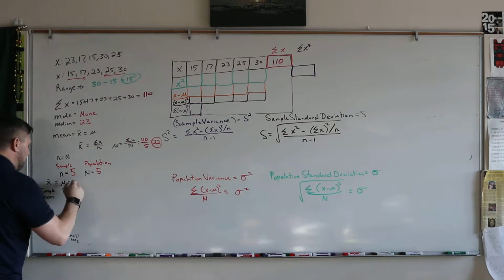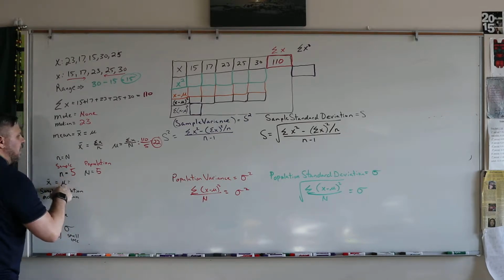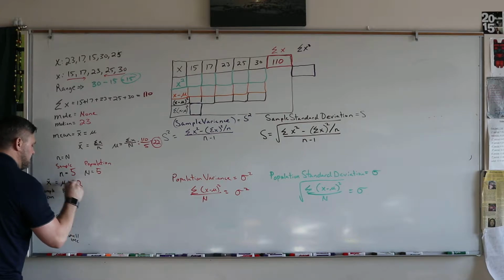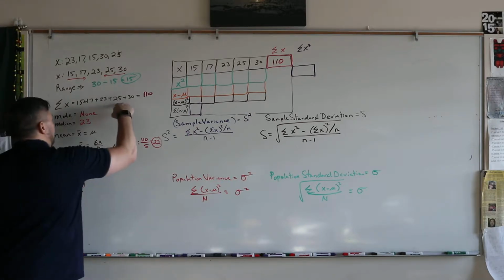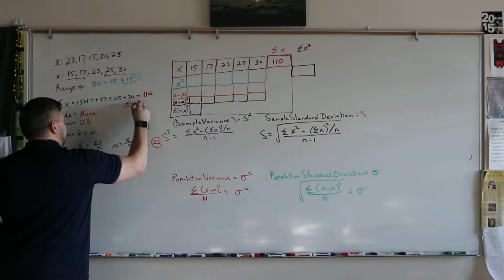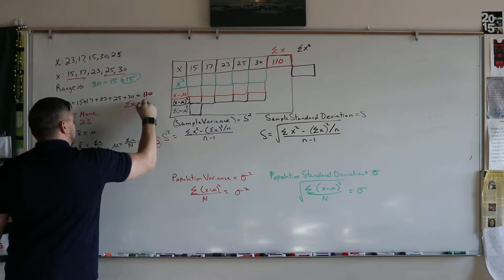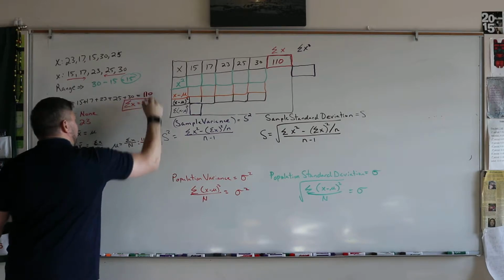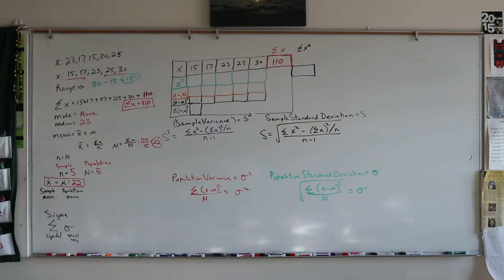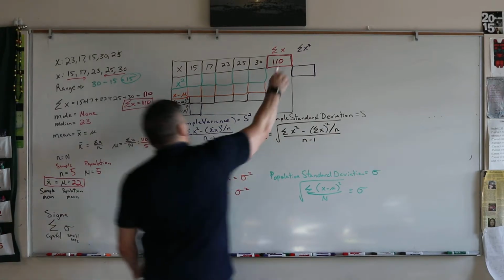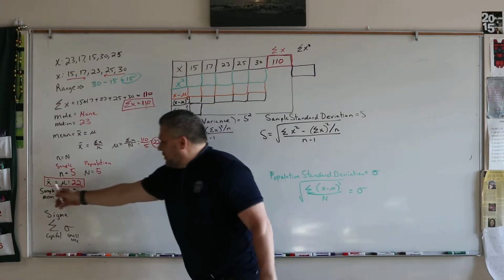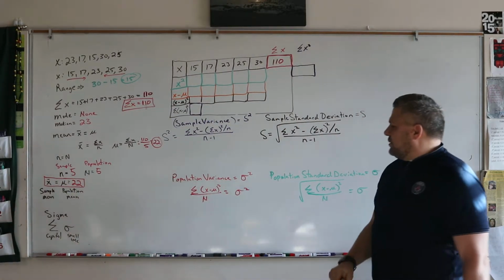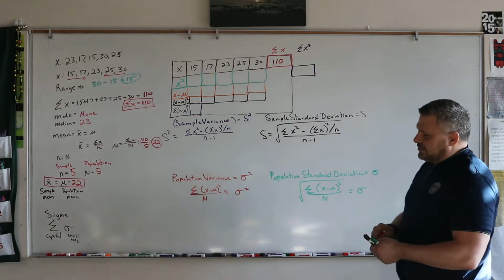So that means the mu and mean is 22.2, and that's really important, so we're going to put a square around that. It's also very important to know that the sum of the x is equal to 110, so we should put a box around that, because we're going to use those. We will use the mu in our population part.